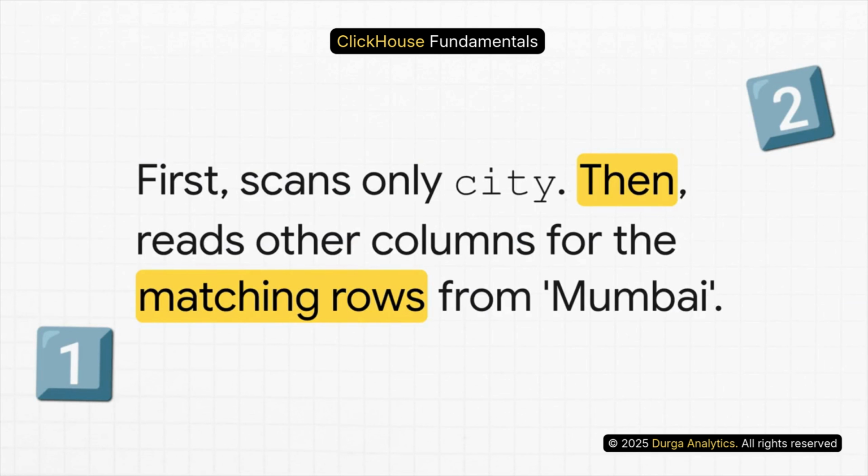This is a perfect example. ClickHouse will first scan only the city column, which might be really small and easy to read. It finds all the rows for Mumbai. Then, just for that much smaller set of rows, it'll read customer name, address, and age to apply the final where condition. It just dramatically cuts down the amount of data it has to read from the disk.